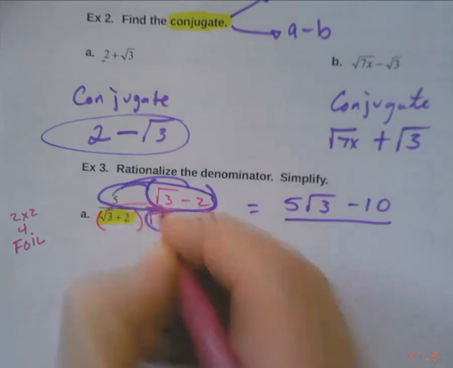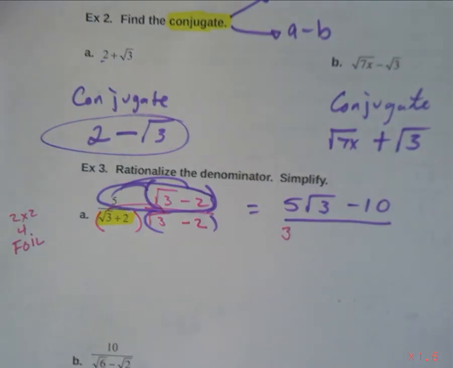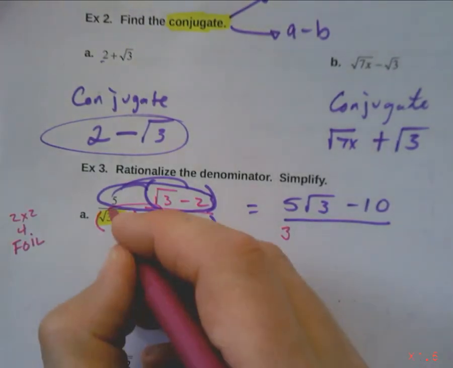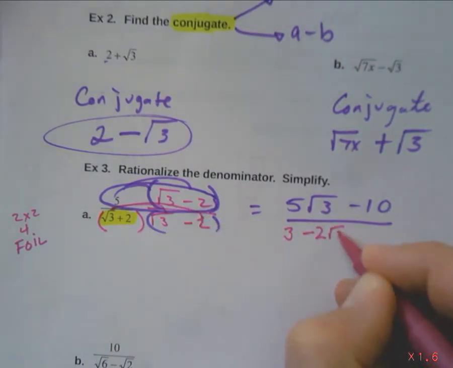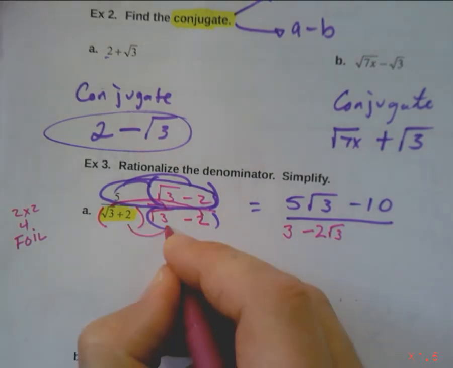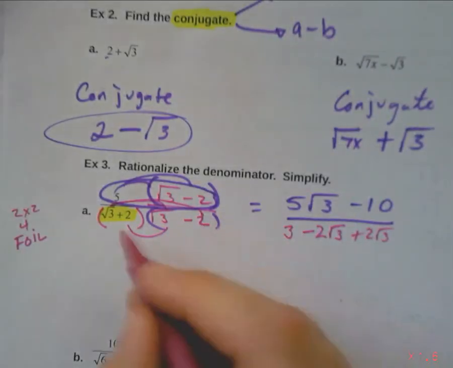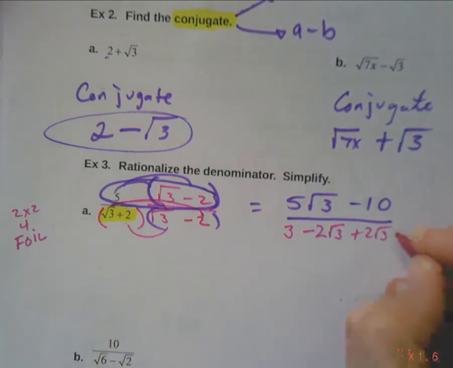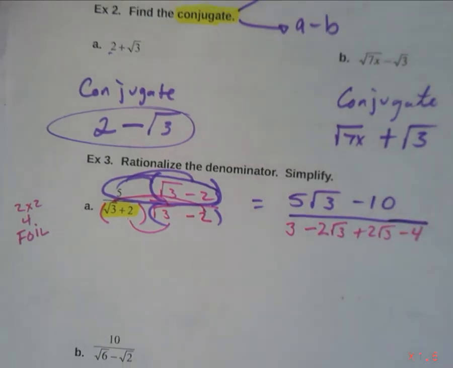So I take root 3 times root 3. I get root 3 times root 3 is just 3. And now I take root 3 times negative 2, and I get negative 2 root 3. Remember, numbers on the outside multiply numbers on the outside, and so on. Hurry up. And then I take the 2 times the root 3. That's positive 2 root 3. And then last but not least, I got 2 times negative 2 is negative 4. That's a lot. Not too bad.